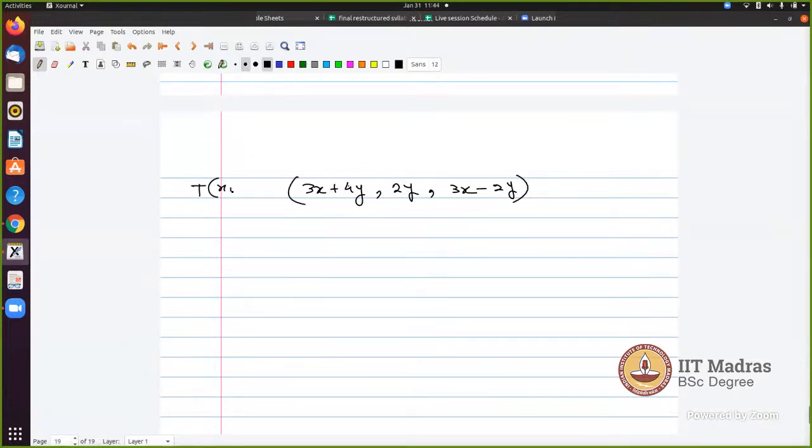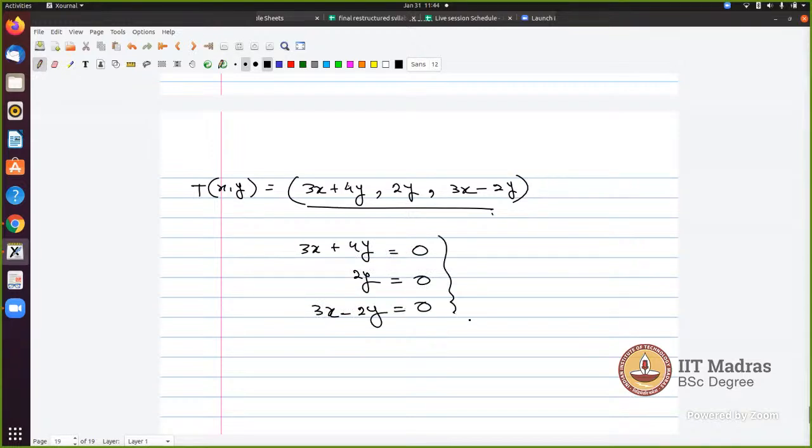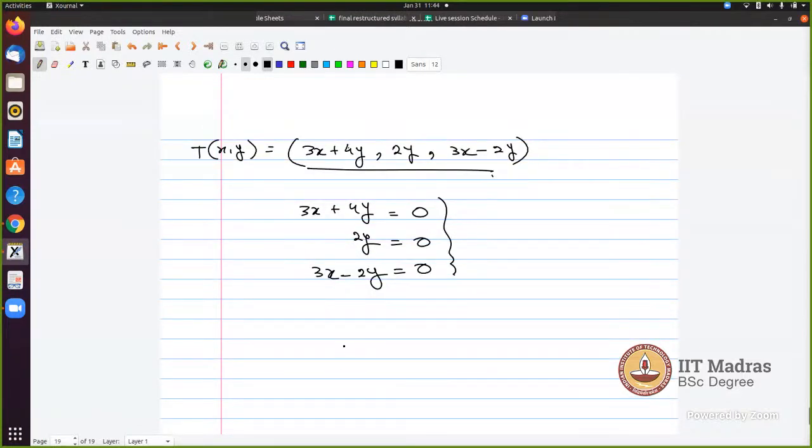This was the transformation. Suppose some vector is going to 0. That means 3x plus 4y equals 0, and 2y equals 0. Is there any vector other than 0 that is going to 0? That is our question. So basically, we have to find the solution of this set.